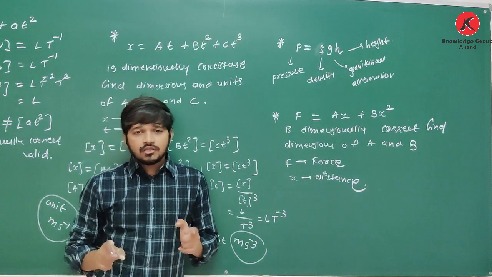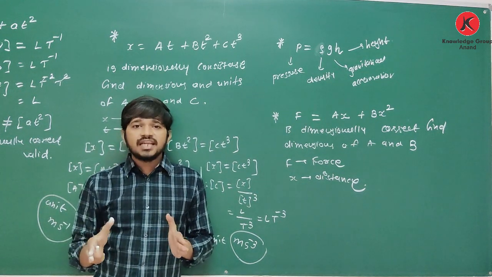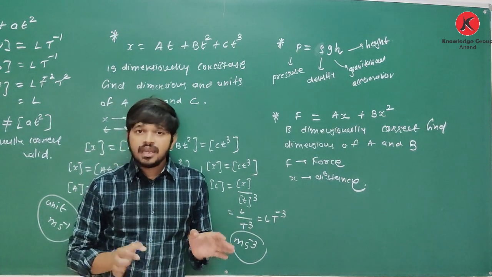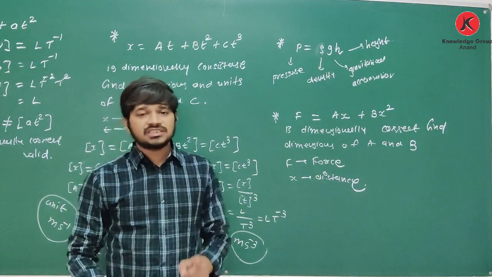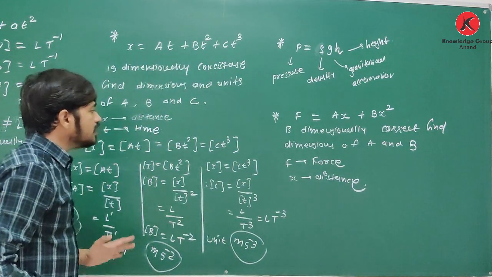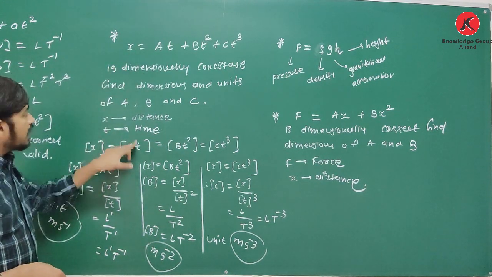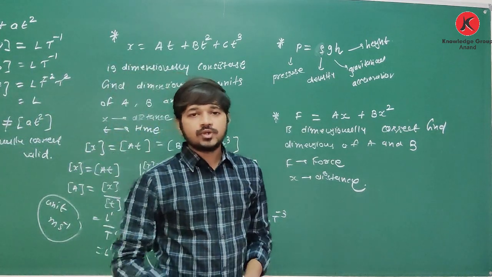Clear about this? In dimensional analysis, the first application is to check the dimensional consistency of an equation. If each and every term has the same dimensions, then it is called dimensionally correct. Otherwise, it is not dimensionally correct. And if it is dimensionally correct, we can write like this. Clear about this? So for today, this is it.